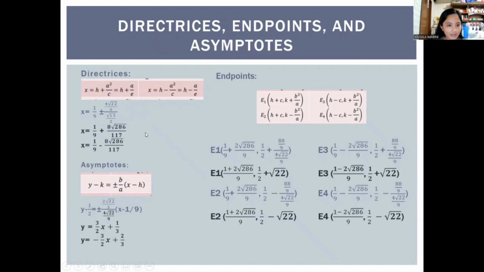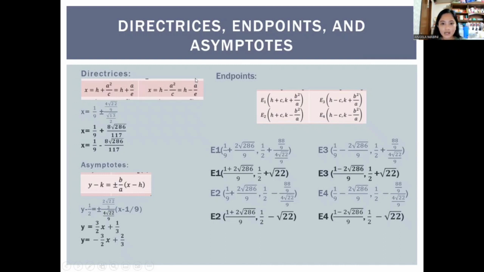So, substitute lang natin, which will give us the directrices x is equals to 1 over 9 plus 8 square root of 286 all over 117. And yung pangalawang directrix natin, which is yung 1 over 9 minus 8 square root of 286 all over 117.